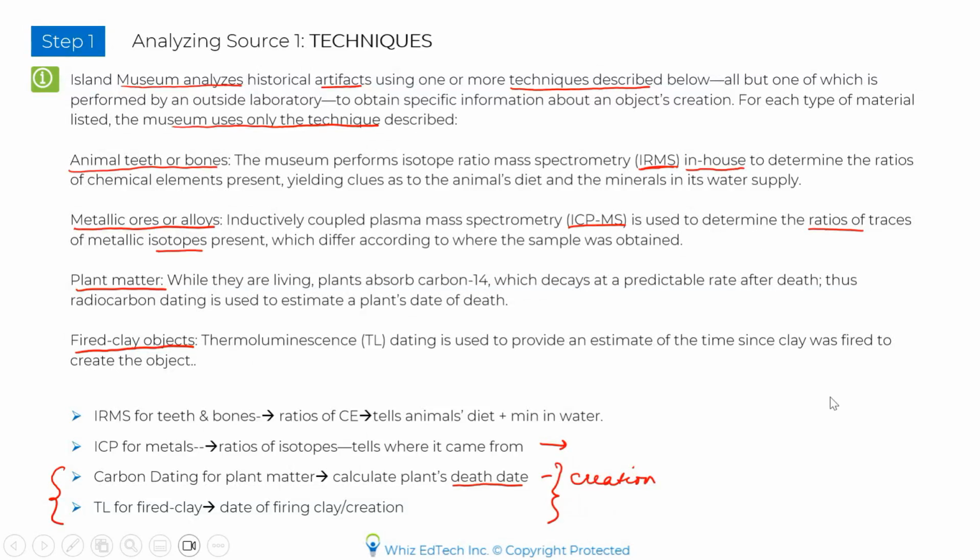So once I have got this, now I'll go to tab 2. And remember, I drew the inference quickly that this tells us about the location, and these two tell us about the creation, and this doesn't tell us about date of creation or location or anything as such. It just tells us the animal to which these teeth and bones belong, what that animal ate, and the minerals that were present in the water the animal drank.